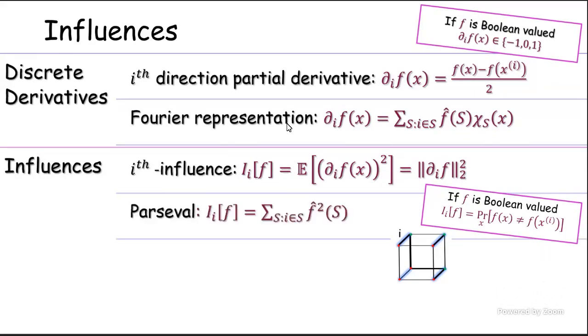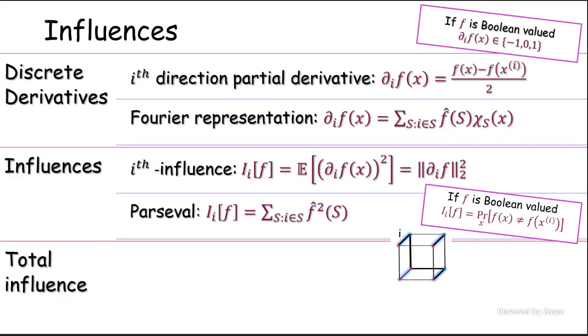And we have Parseval's equality, which we use a lot, which says that the L2 squared norm of the values is the same as the sum of squares of the coefficients. Then the ith influence is exactly the weight of f that lies on characters that contain i, like all the characters that involve the direction i.